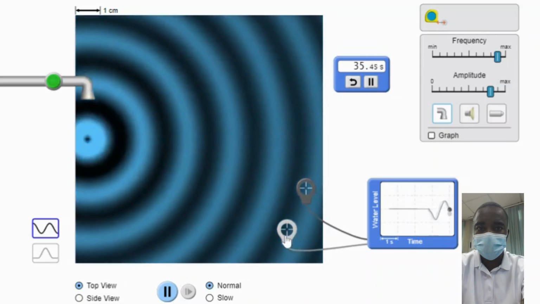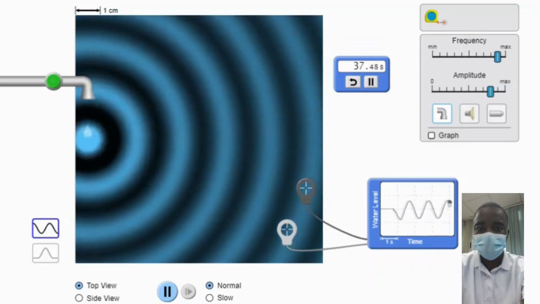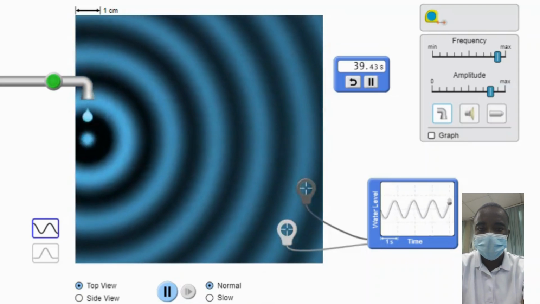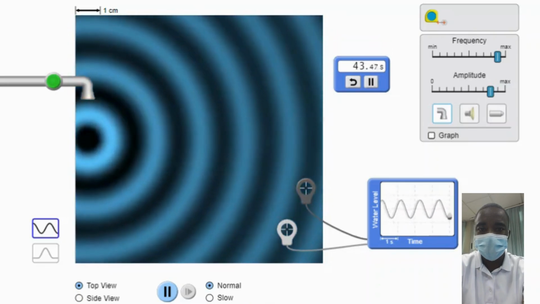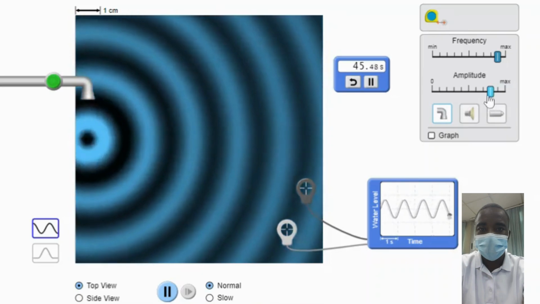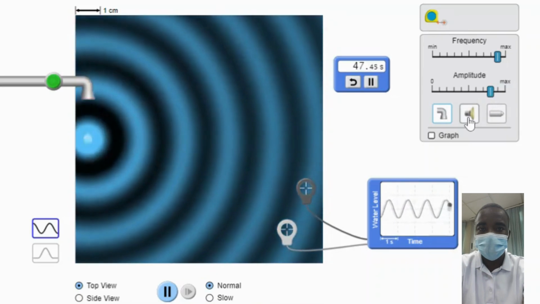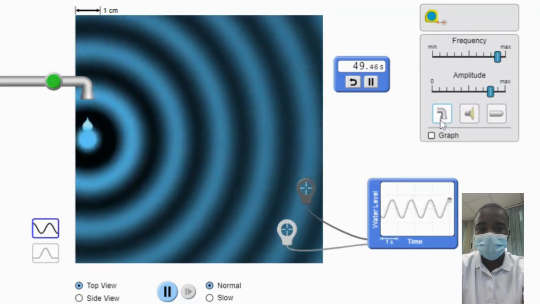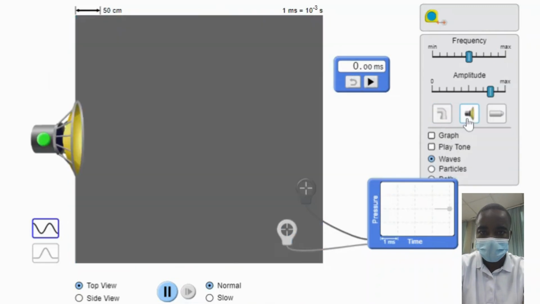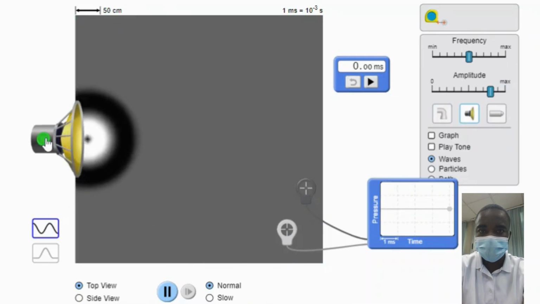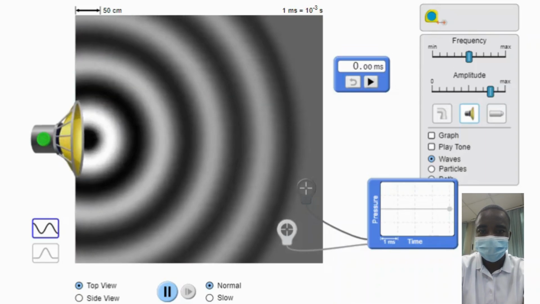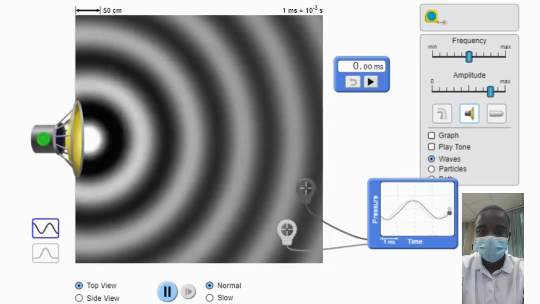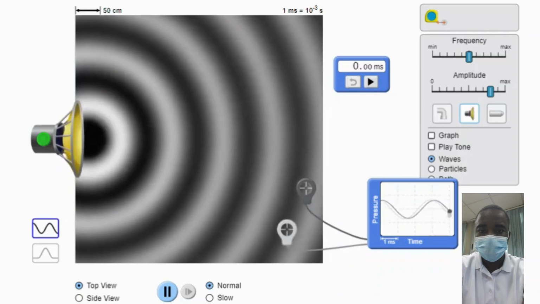The wave interference simulation allows students to generate waves using a dripping faucet, speaker, or laser. Each source produces waves with unique characteristics, enabling students to explore different types of wave phenomena. For example, a dripping faucet can simulate water waves, a speaker can simulate sound waves, and a laser can simulate light waves. This versatility helps students understand the universal principles of wave behavior across different media.